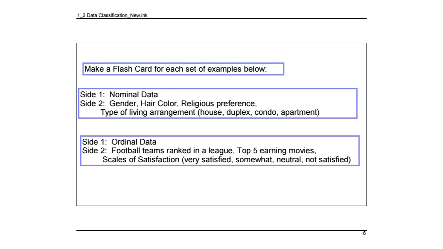With this one, we're going to have nominal data on one side. On the other side, we have some examples: gender, hair color, religious preference, the type of living arrangements. You can add your own, but those are just examples of nominal data. Then for the next index card, we're going to have ordinal data, and again, these are examples. As I said, football teams ranked in the league, top 5 earning movies, scales of satisfaction. We get those all the time in surveys, whether you're very satisfied, somewhat neutral, not satisfied. That's all ordinal data.